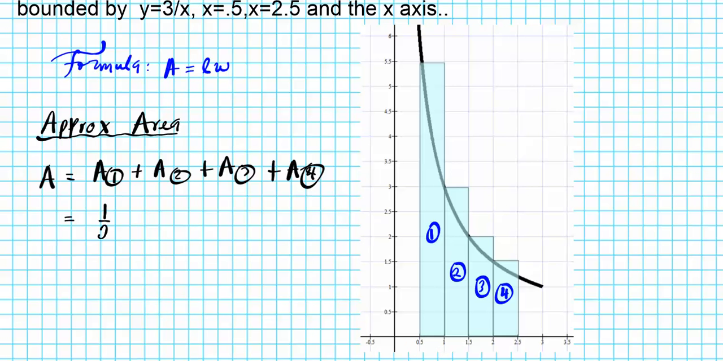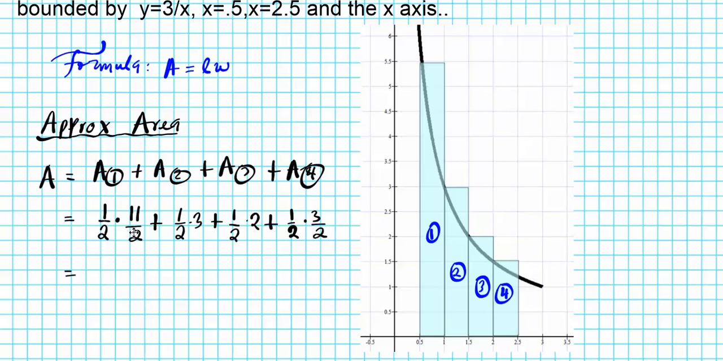So 1/2 times 5.5 as a fraction, 11 over 2, plus area of the second rectangle, 1/2 times 3, area of the third rectangle, the width is always 1/2, times the height of the third rectangle is 2, 1/2 times 2, and then the area of the fourth rectangle, the width is 1/2, and the height is 1.5 or 3/2. All right, so let's go ahead and simplify this.